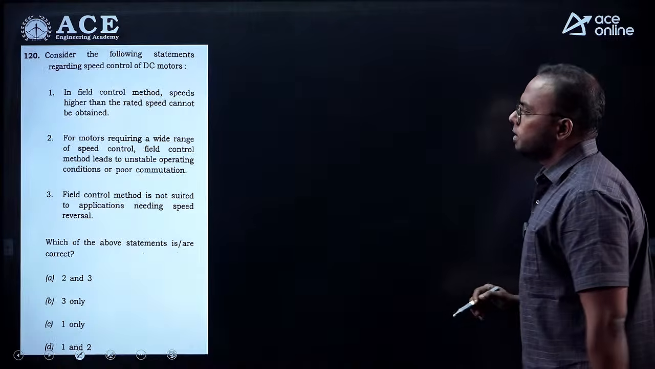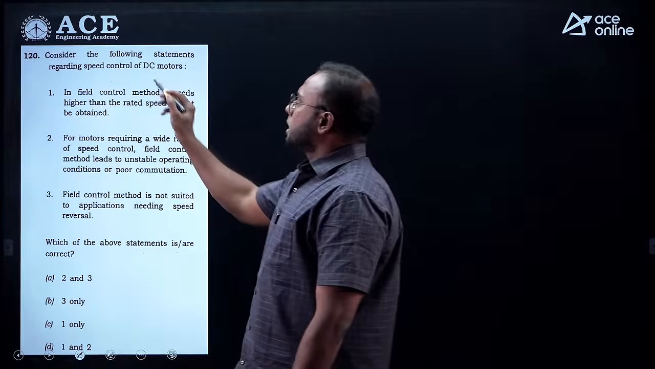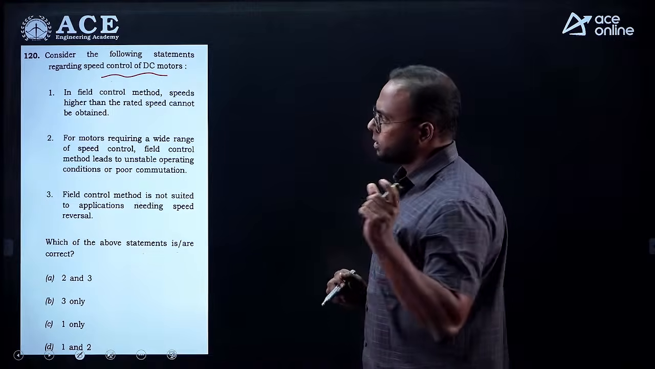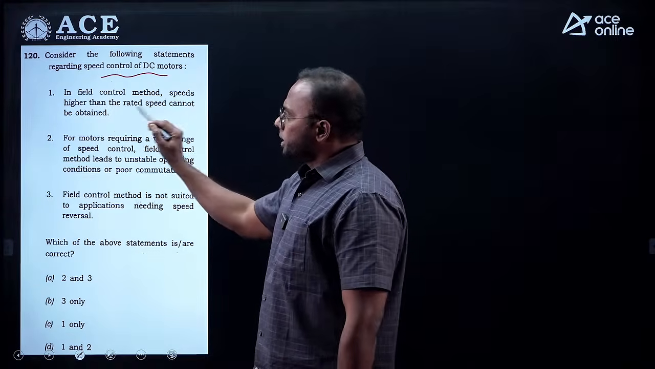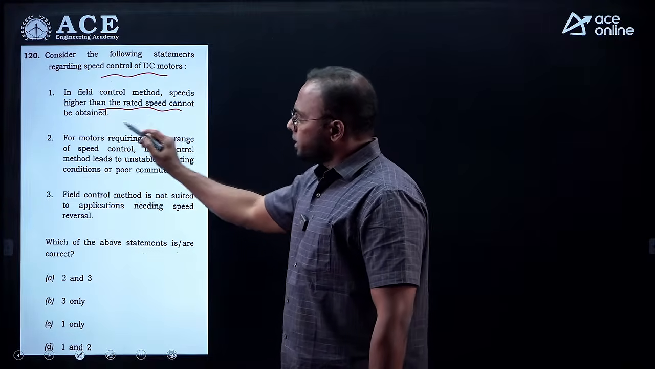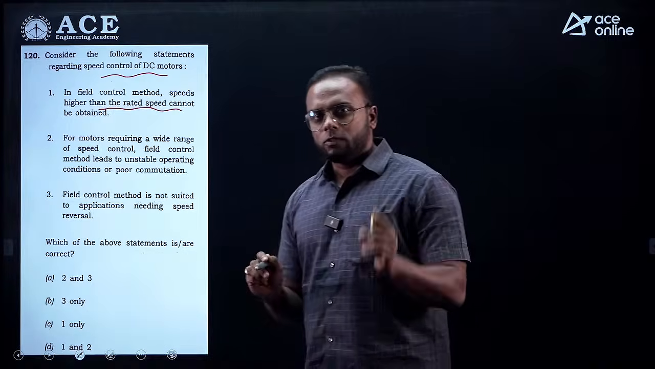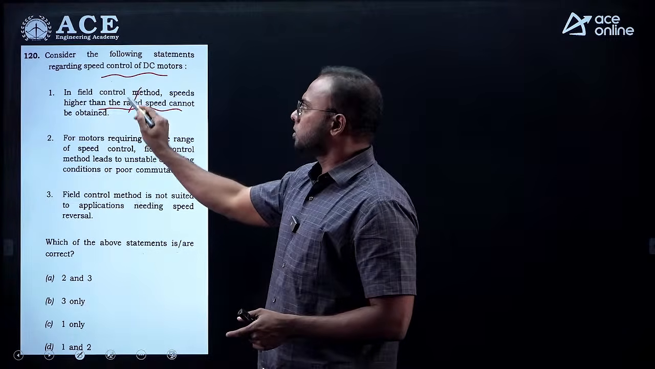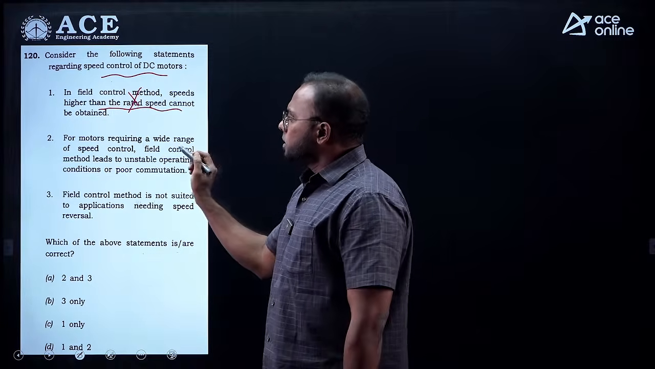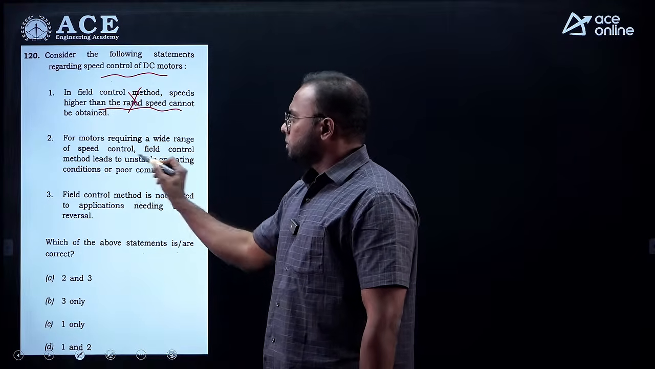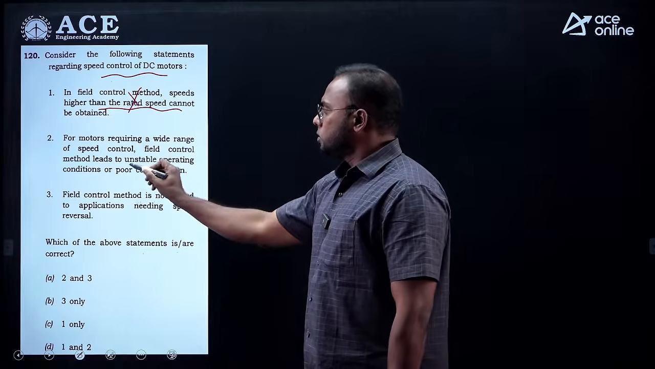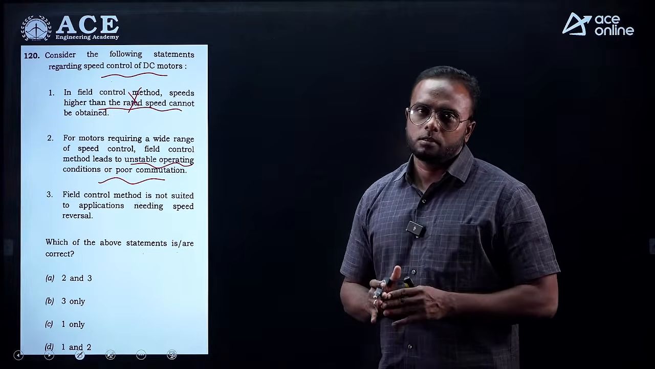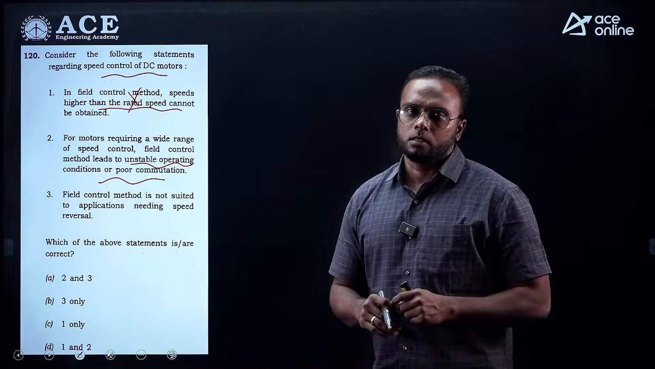Next, this one, see the question. Consider the following statements regarding speed control of DC motor. The first statement given is: in field control method, speeds higher than rated speed cannot be obtained. Actually field control will give higher speeds only, but they have given cannot be obtained. So this is wrong. Now, for motors requiring a wide range of speed control, field control method leads to unstable operating condition or poor commutation. Yes, this is one drawback of field control method.